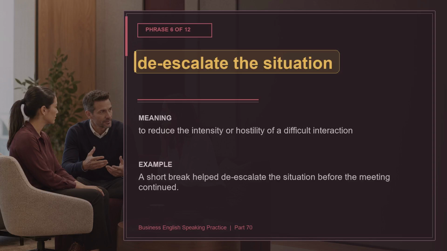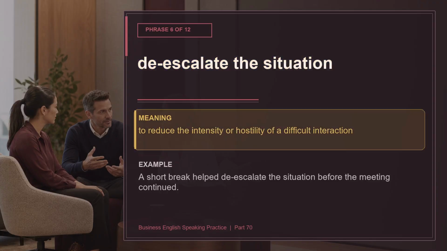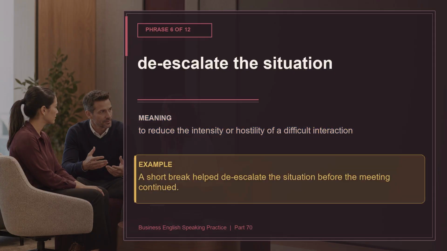Phrase 6. De-escalate the situation. Meaning: to reduce the intensity or hostility of a difficult interaction. Example: a short break helped de-escalate the situation before the meeting continued.